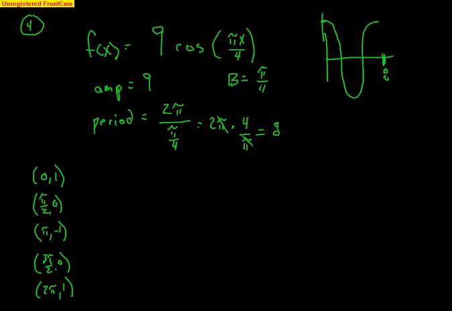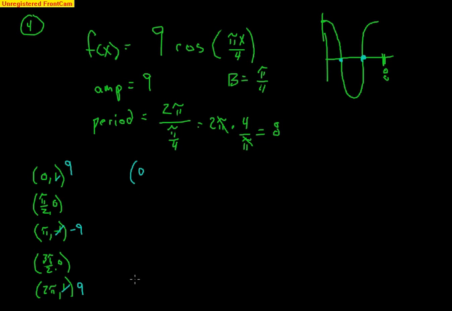Okay, amplitude's easy. 1 gets stretched up to 9. -1 gets stretched down to -9. 1 gets stretched up to 9. Okay, the zeros aren't going to change because they're the center points, right? They're the points right here in the center. They don't get affected by the amplitude. Now, we have a full period starting at 0 and ending at 8.